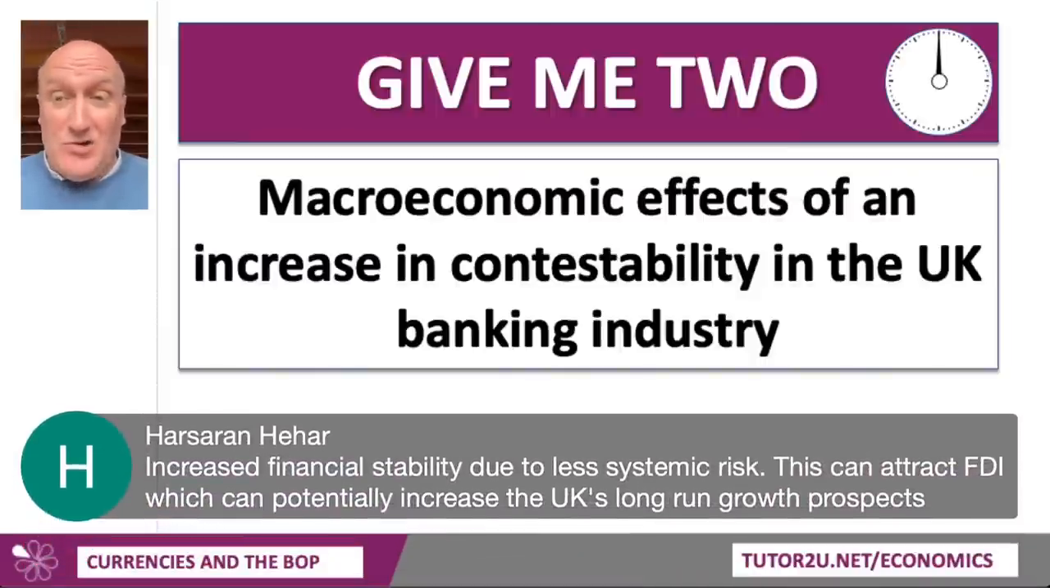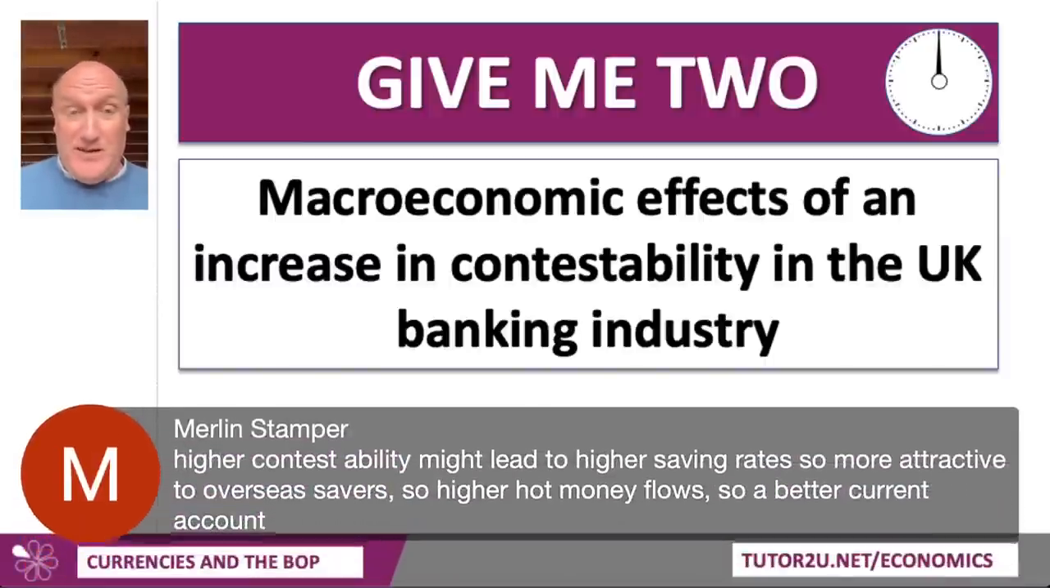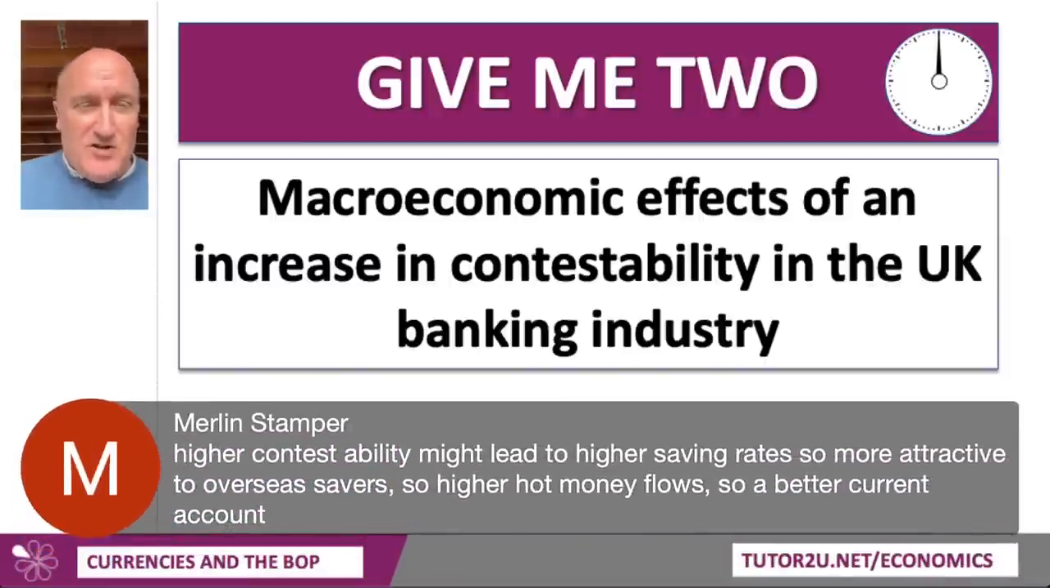Merlin talked about higher interest rates might attract foreign hot money into the UK economy. Horstman talks about increased financial stability due to less systemic risk. Wow, really good point. And then that might make the UK more attractive to fintech investments, for example, coming in. Here's Merlin's point. Higher contestability might lead to higher savings rates. So perhaps a better current account. Ah, the hot money flows, of course, is on the financial account.